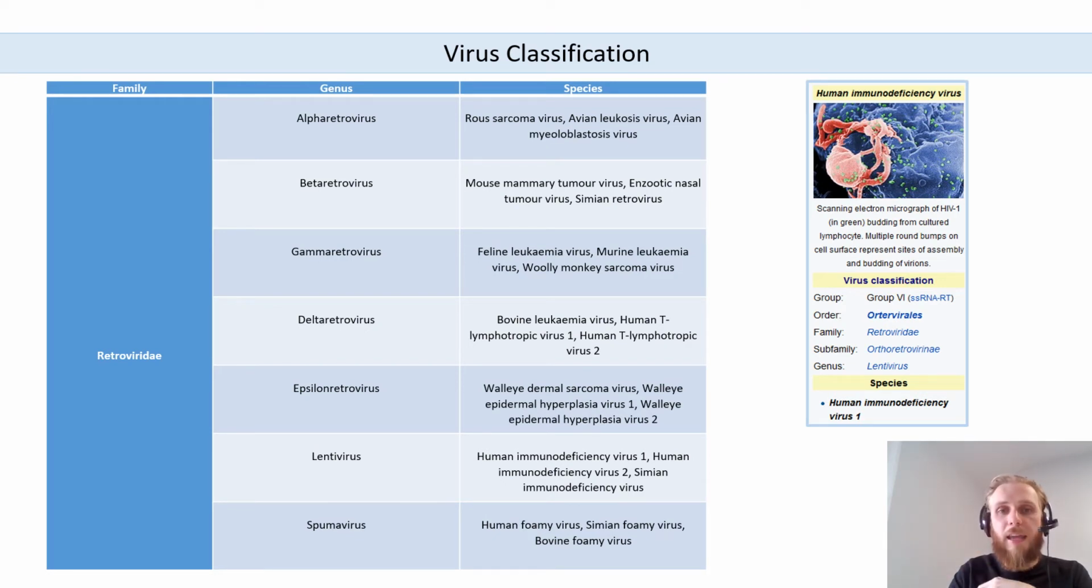You can see from the names of the species here: sarcoma virus, leukosis, myeloblastosis, mammary tumor virus, leukemia virus, sarcoma virus, leukemia virus, lymphotropic virus, which causes leukemia as well, hyperplasia. So these retroviruses all have a tendency to cause human cancers. Obviously, this is really important.